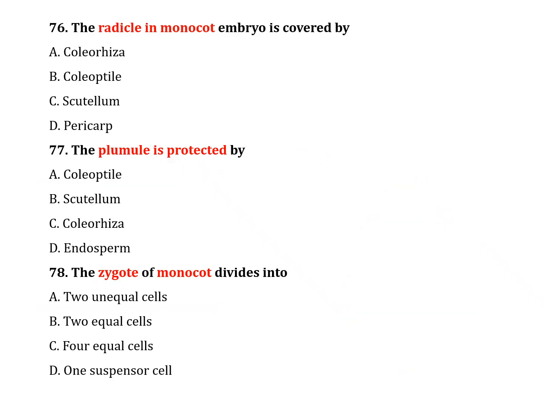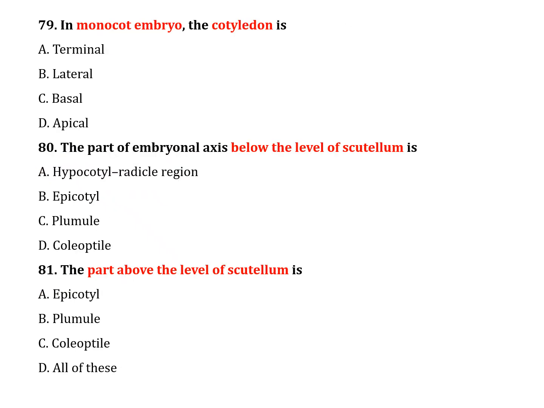The next question, number 76. The radicle in monocot embryo is covered by option A coleorhiza, option B coleoptile, option C scutellum, option D pericarp. Correct answer is option A, coleorhiza. The next question, number 77. The plumule is protected by option A coleoptile, option B scutellum, option C coleorhiza, option D endosperm. Correct answer is option A, coleoptile. The next question, number 78. The zygote of monocot divides into option A two unequal cells, option B two equal cells, option C four equal cells, option D one suspensor cell. Correct answer is option A, two unequal cells.